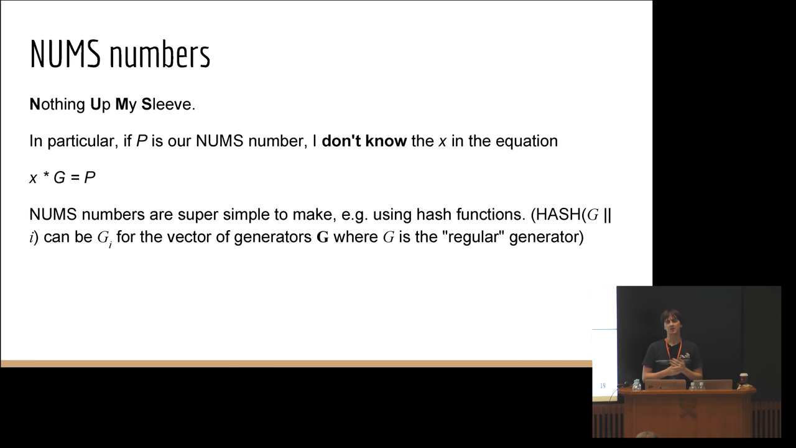Anyway, nothing up my sleeve. That means I don't know, for example, the x here. I don't know that number, and I prove it to you by saying that I'm just taking the x coordinate. It's just the hash of, say, my name is Kalle, because you obviously don't know the private key that corresponds to that.